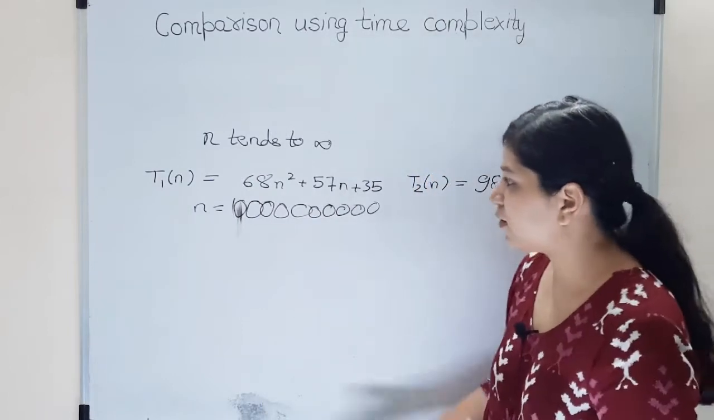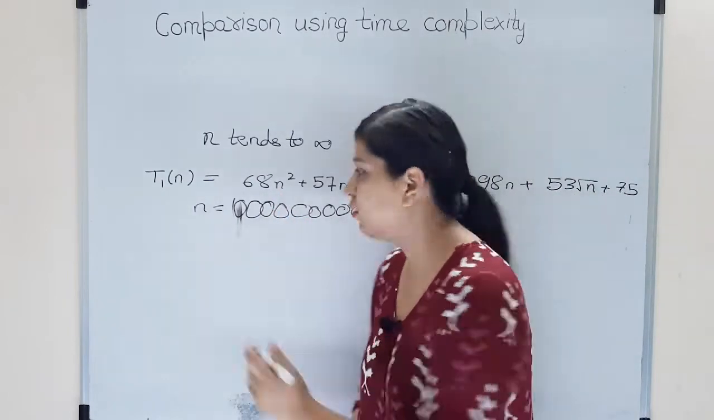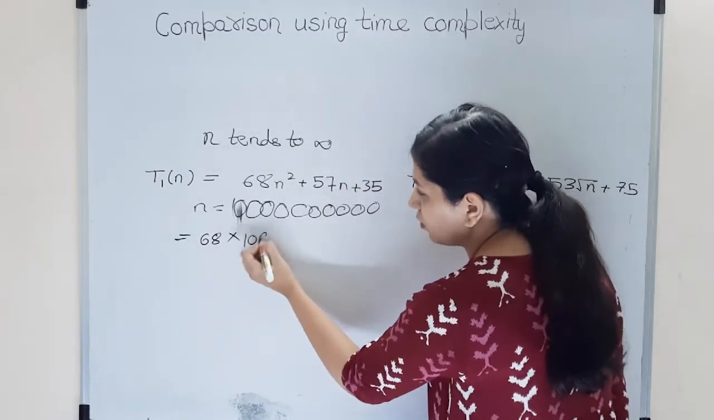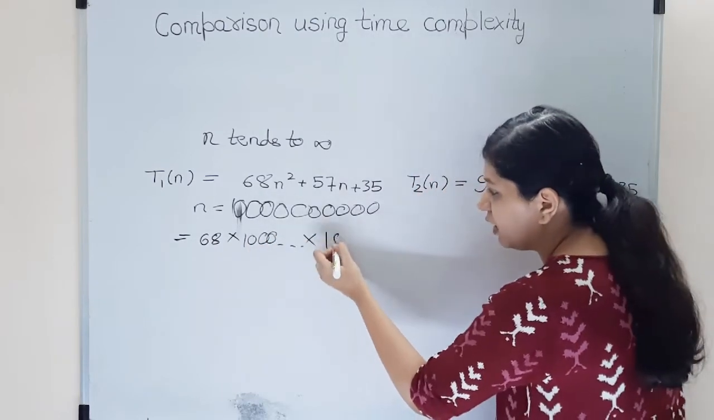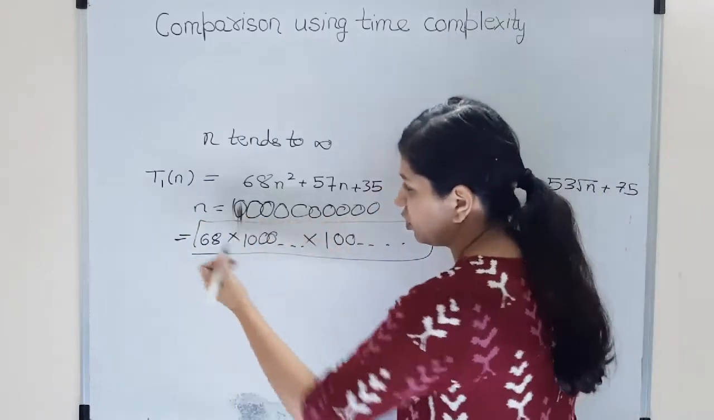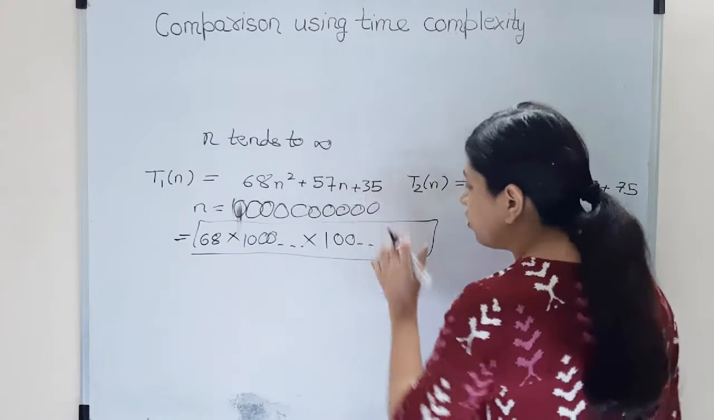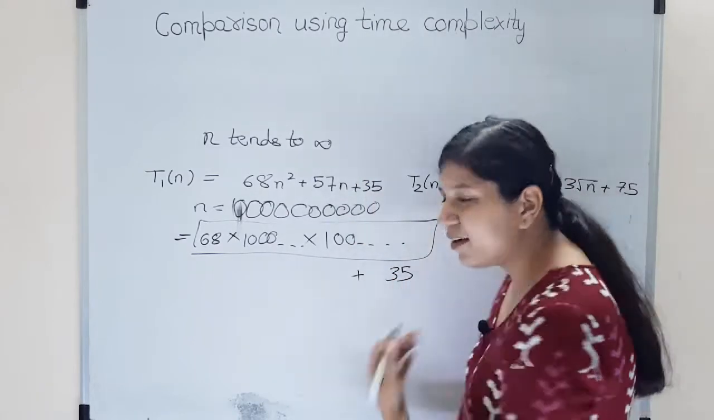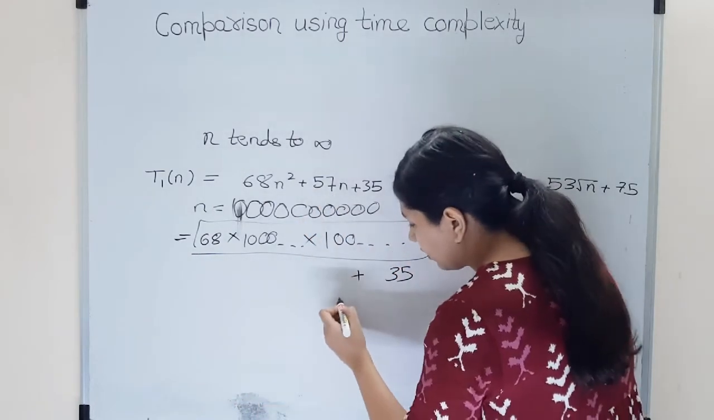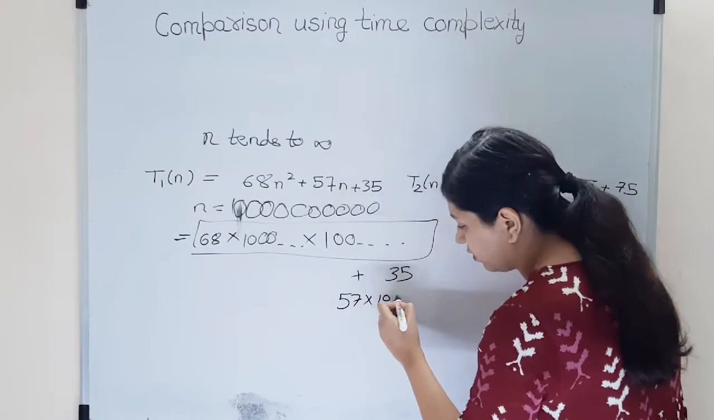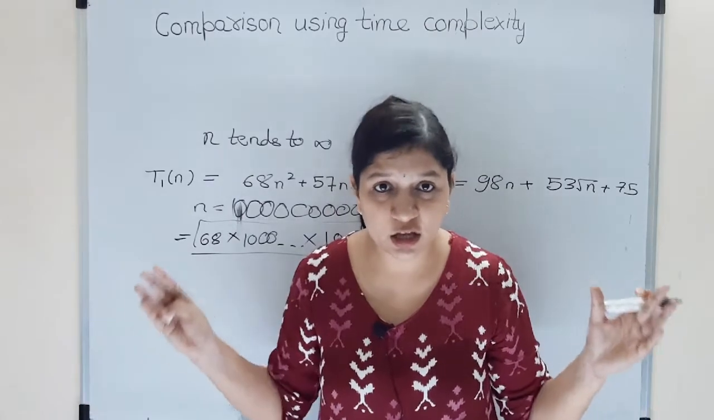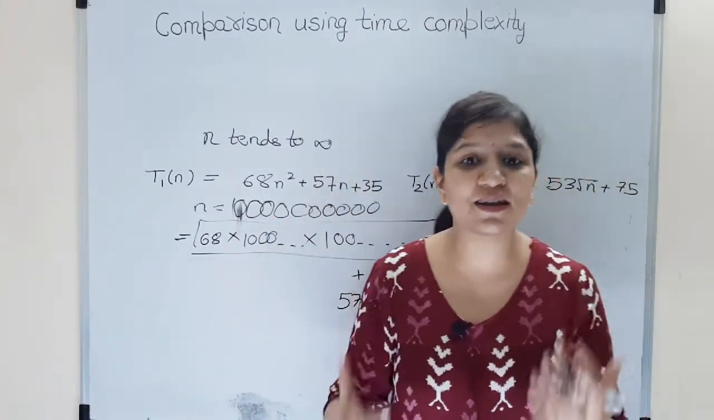Now in this case, if you put this value of n here, it is going to be 68 into this large value into again this large value. This has become really huge, right? Now if you add 35 to it, is it going to make much difference to this value? No. 57n as well is also not going to make much difference. As you increase the value of n, this difference becomes huge, so that these values are negligible.